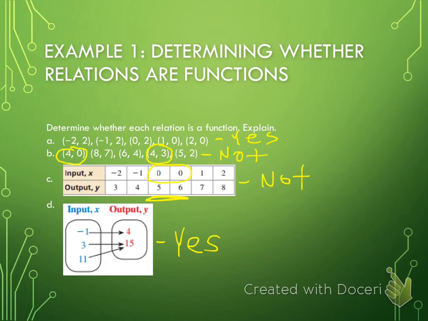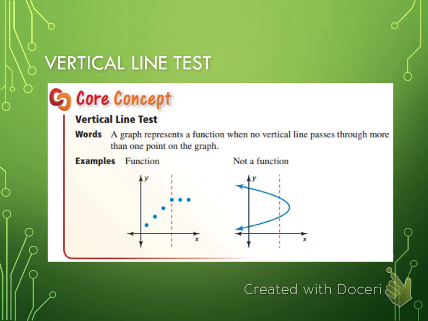So let's look at another example here. This is called the vertical line test. If we graph the function, a graph represents a function when no vertical line passes through more than one point on the graph. Meaning I can draw a vertical line anywhere on the graph, and if it touches more than one point, it is not a function.